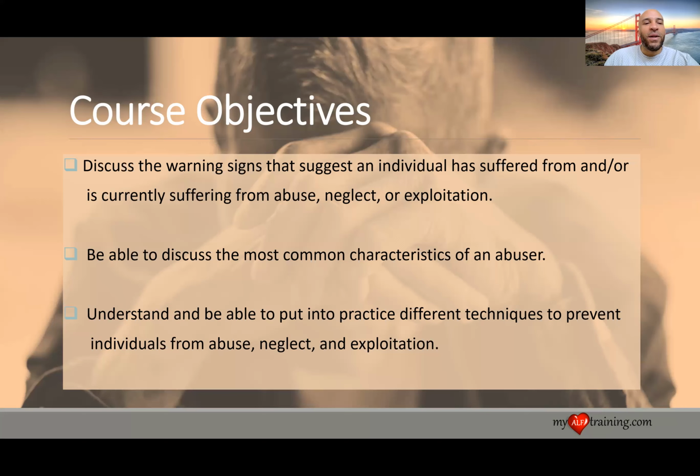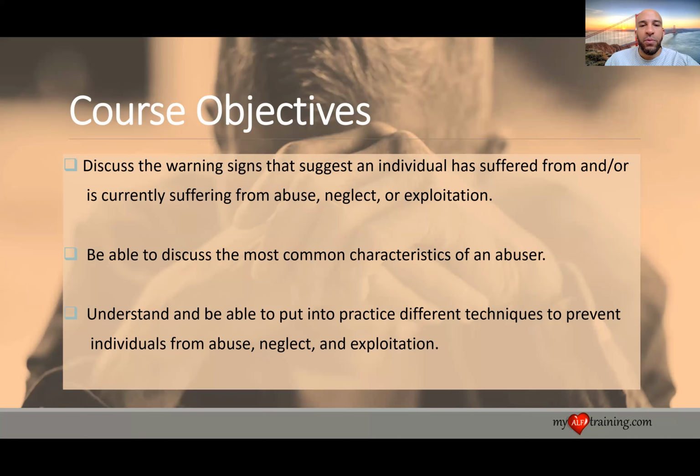Our next but not last course objective, you should, by the end of this course, be able to discuss the most common characteristics of an abuser. So we want to talk about what the victim looked like, what most common characteristics the victim or the patient has that targets them as a patient, as a victim of abuse. And then we're also going to talk about the most common characteristics of the abuser, of the person who's taking advantage of the patient.